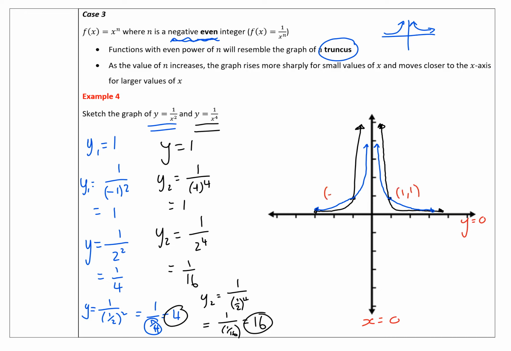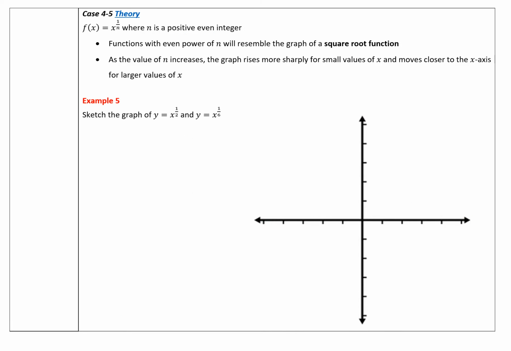Labeling what we have, making sure I've got the asymptotes in play. I don't have to label them over the axes, but sometimes you may want to do so. And ensuring that we sketch the first graph, which is y equals 1 over x squared, and the second graph, y equals 1 over x to the 4. Okay, so we're getting there.